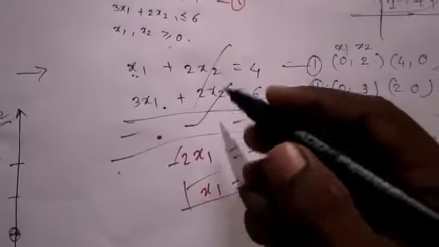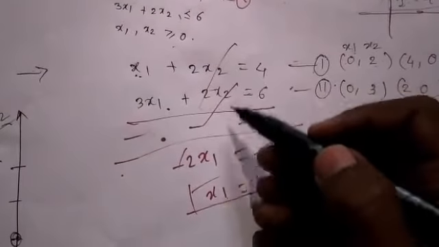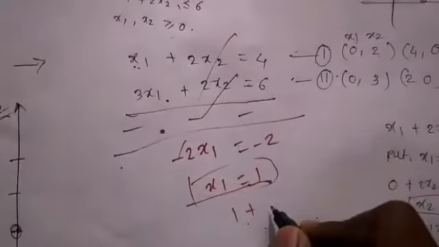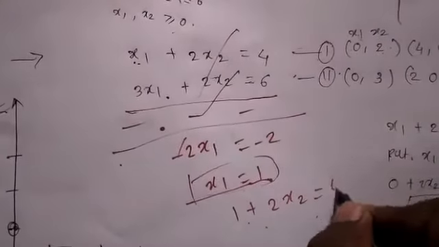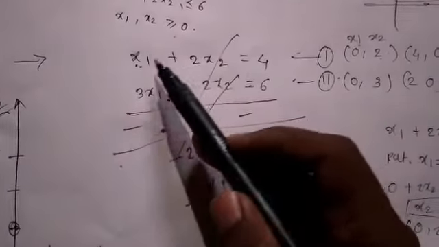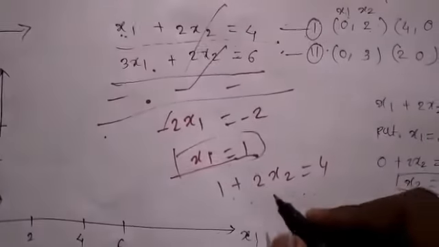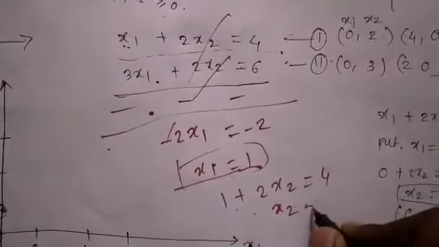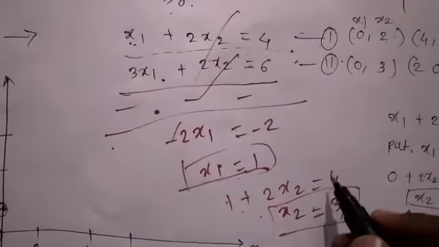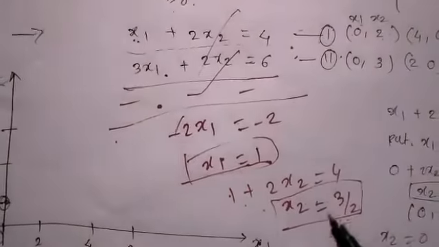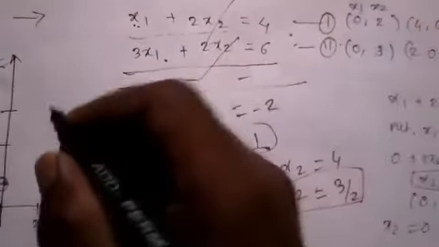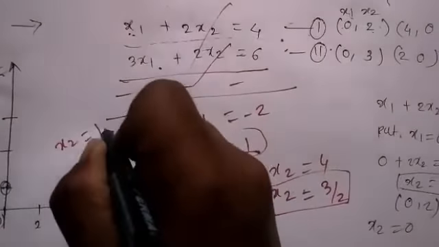Just put this 1 in one of the above equations. Suppose I am putting x1 equal to 1 in equation number 1. You can put it in equation number 2 also. So here I got x2 is equal to 3 by 2. How? 1 is subtracted from 4 and the 2 goes to this side. So x2 is equal to 3 by 2. We can write 3 by 2 as 1.5 also.